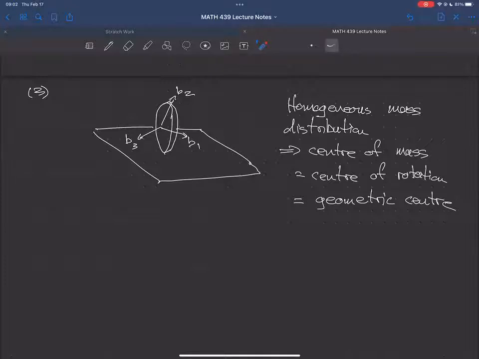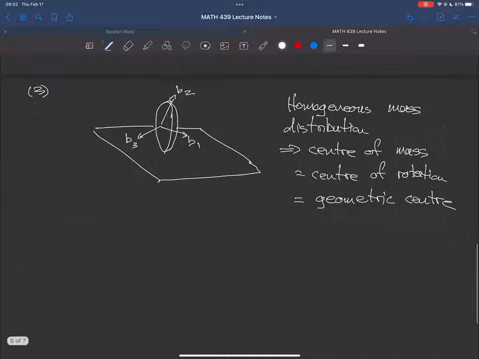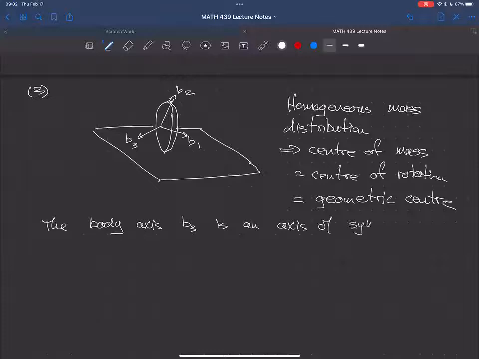So what's another way of saying that? There's an axis of symmetry. Yeah, B3. So B3 is an axis of symmetry, exactly. So the body axis B3 is an axis of symmetry under the assumptions I've made about what my body looks like.